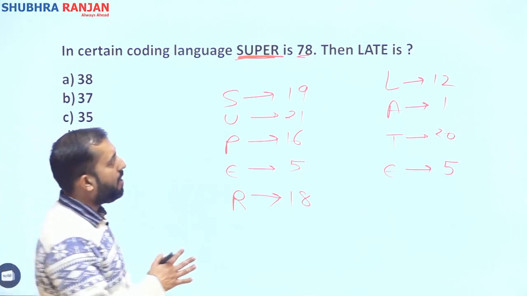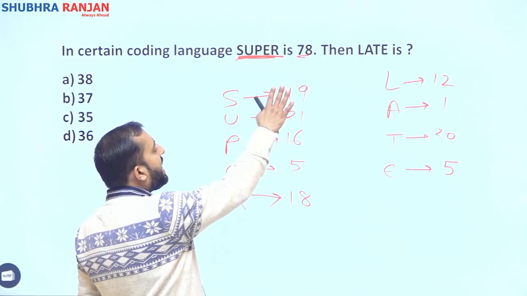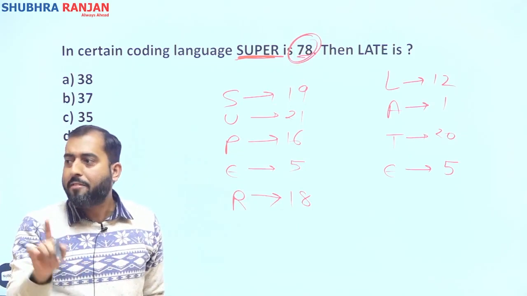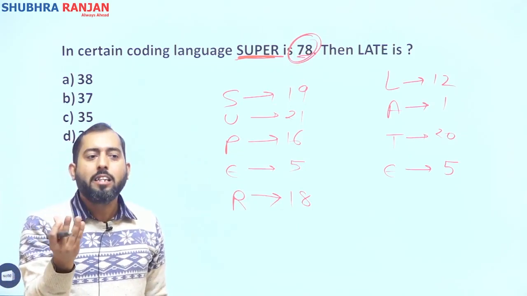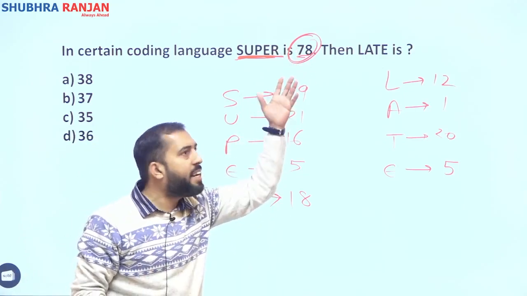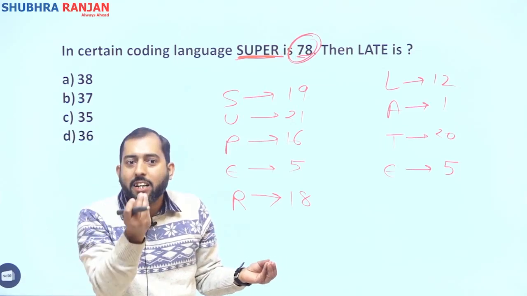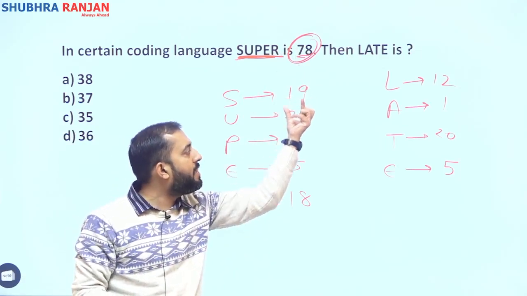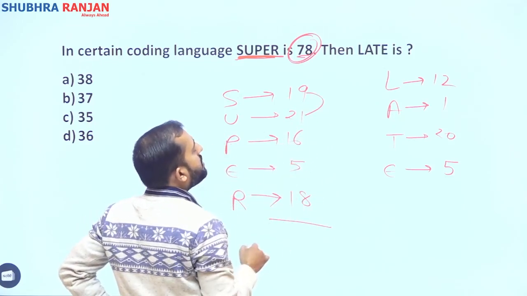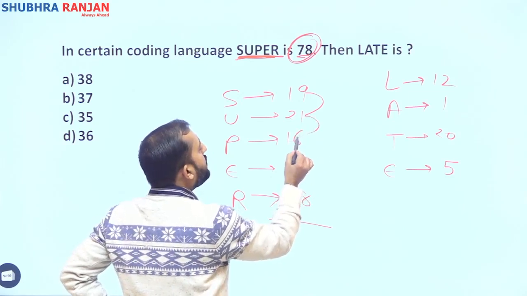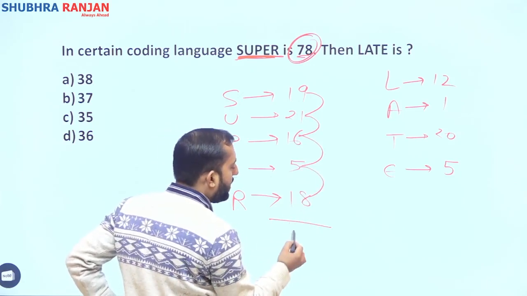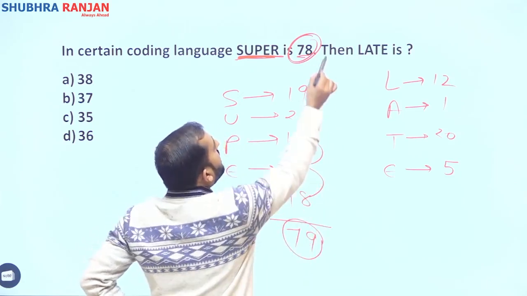No issues. So first of all, I have written their alphabetical rank and I want to produce 78. It is possible. Listen, 78 is a two digit number, so obviously I don't need any kind of multiplication. 78 is a smaller number, so I can generate it with the help of addition only. Right, so add them first. 19 and 21 is 40, 40 and 16, 56, 56 and 5, 61 and 18, 79, but over here it is 78.